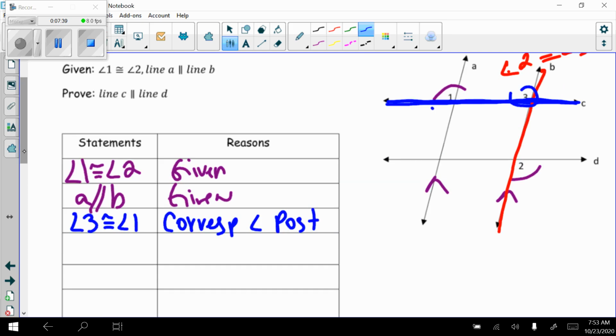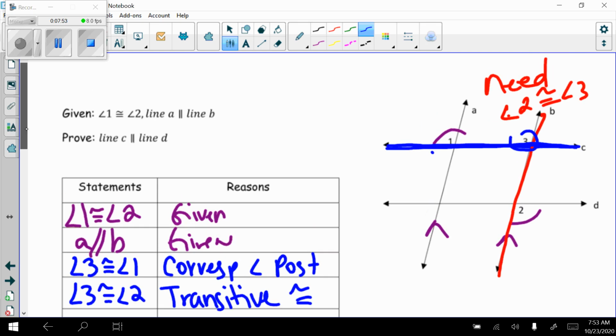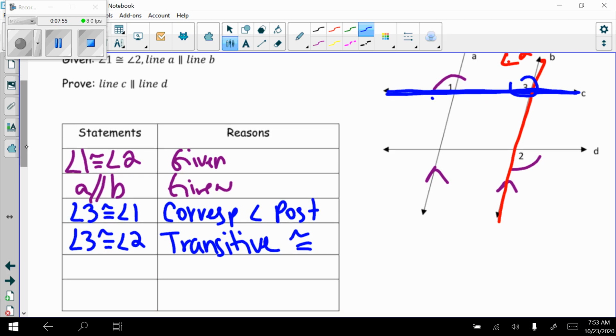Now let's see if I've made a chain. I could go 3 to 1, 1 to 2, so then I could say angle 3 is congruent to angle 2 by the transitive property of congruence. We just said we needed 2 and 3 to be congruent to each other. Now that they are, that is enough to say C is parallel to D.